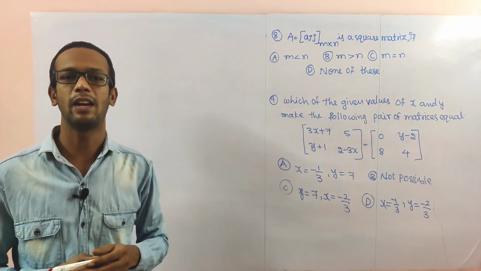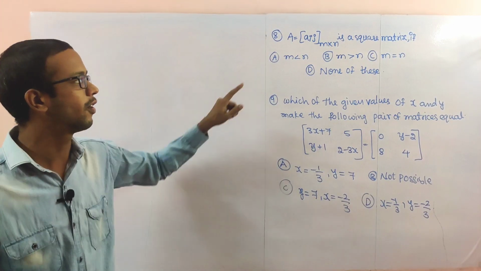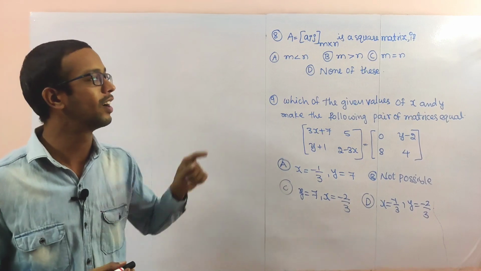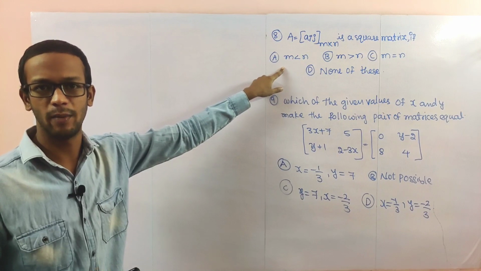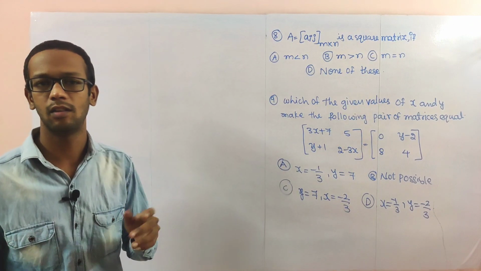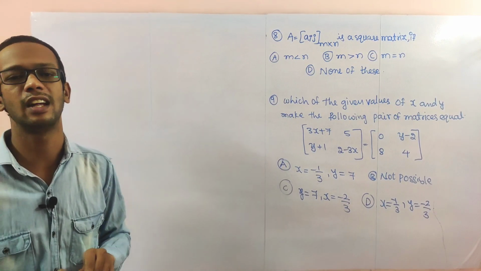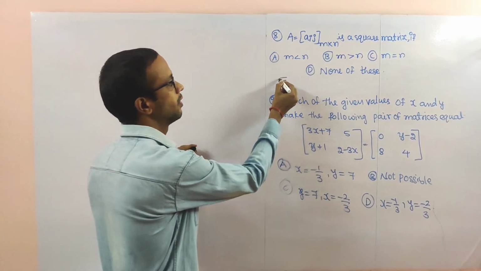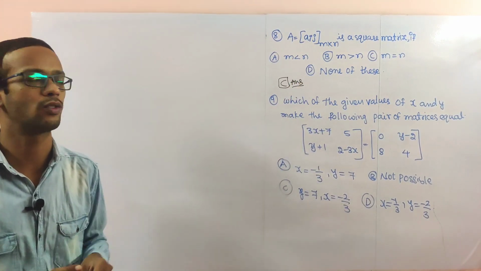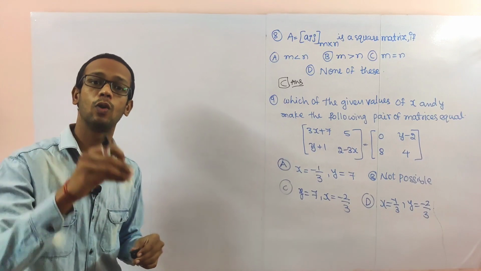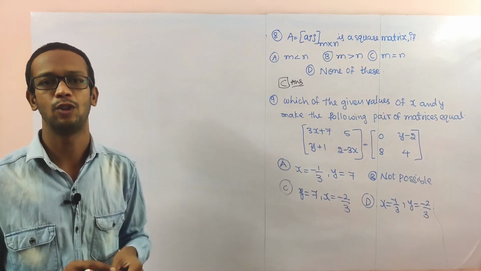So first of all, a square matrix means the number of rows is equal to the number of columns. Here, what is the number of rows? m. What is the number of columns? n. If m is less than n, is it a square matrix? No. m greater than n? Not possible. m equal to n? It is possible. The given matrix is a square matrix. So option C is the correct answer. This is a multiple choice question. First of all, you have to know what a square matrix is. Then only you can easily identify the correct option.